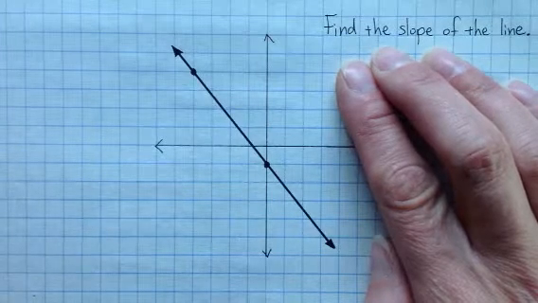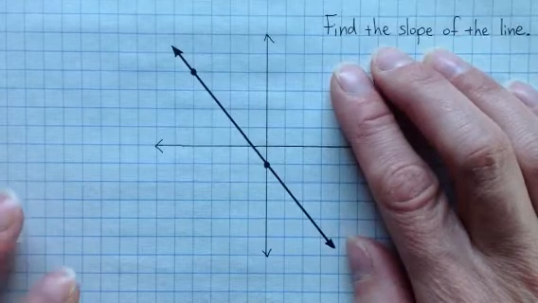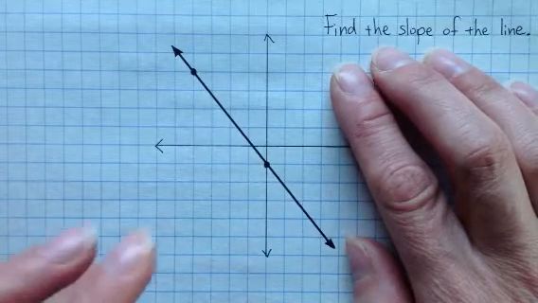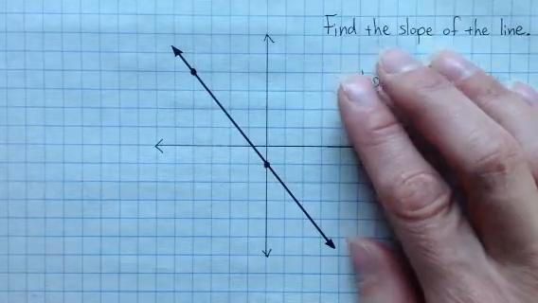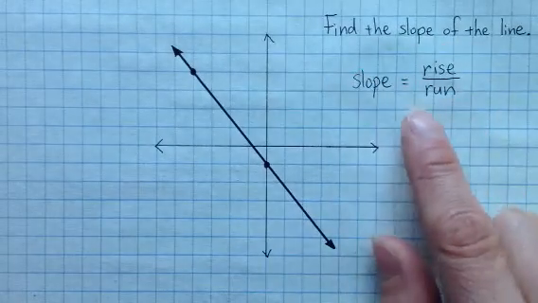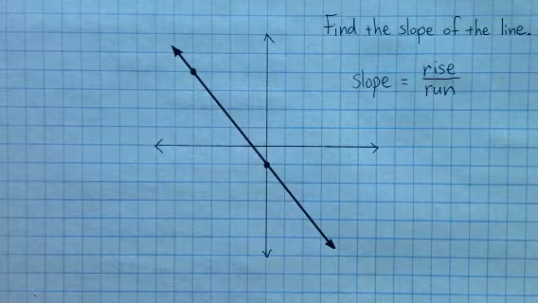Okay, the directions say find the slope of the line. I can do this algebraically or graphically. Since they are graphed for me, I'm going to go ahead and do it graphically. So I'm not saying the formula. What I'm saying to myself is slope equals rise over run. I've got to rise before I run.